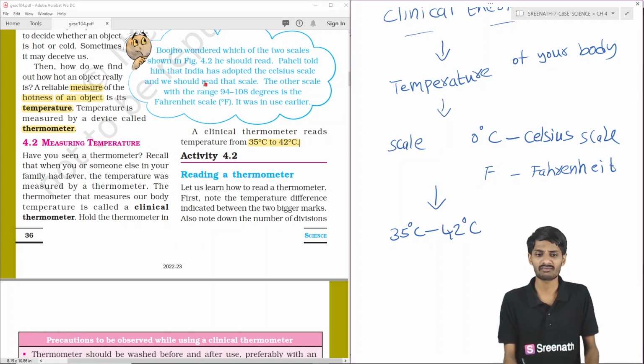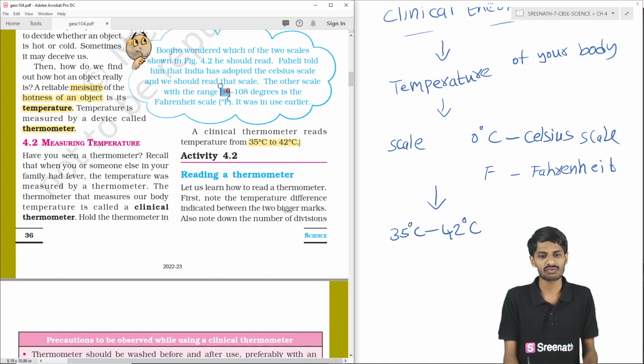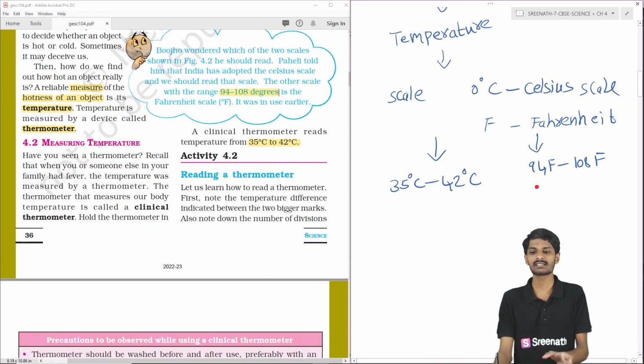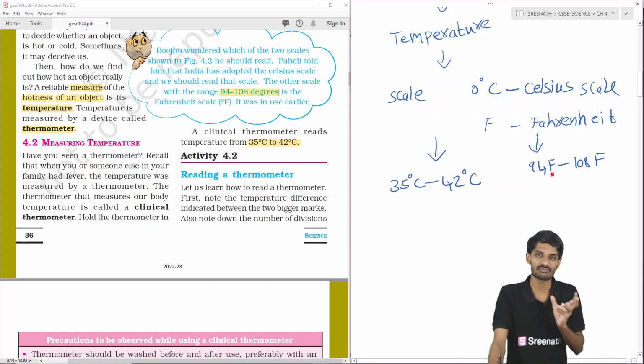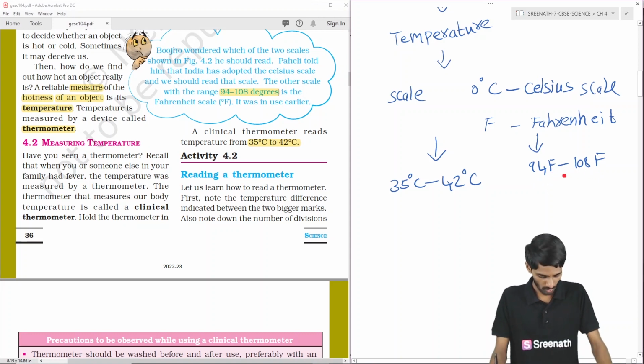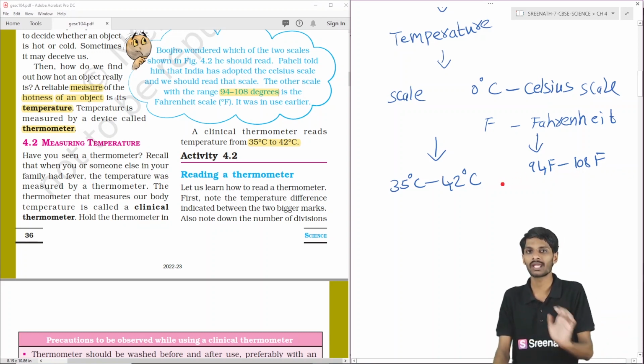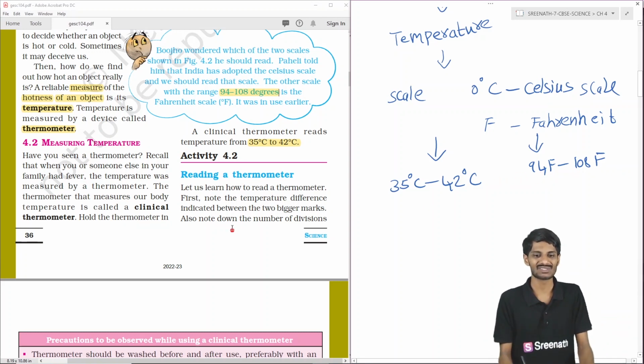But students, there is Fahrenheit also. The range of Fahrenheit is 94 degrees to 108, students. The range for Fahrenheit is 94 Fahrenheit to 108 Fahrenheit. So our body temperature in terms of Fahrenheit is 94 to 108. It does not go below 94 and it does not go above 108, students. Okay, so this is the thing.